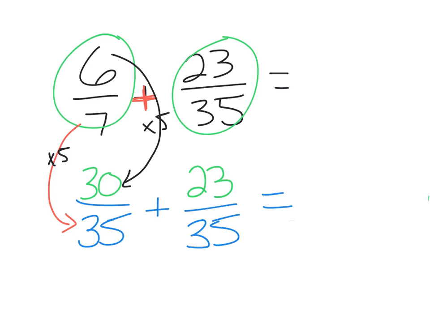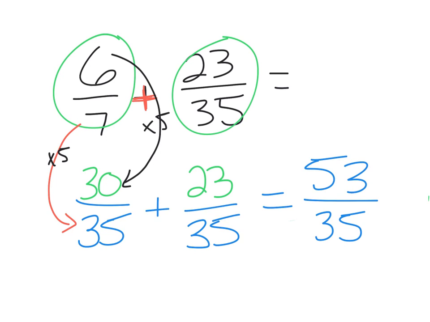So therefore, we're still adding the same fraction, but we're able to easily add it since their denominators are the same. When we add fractions, the denominator just stays as is. We just simply add the numerators together. 30 plus 23 is 53.